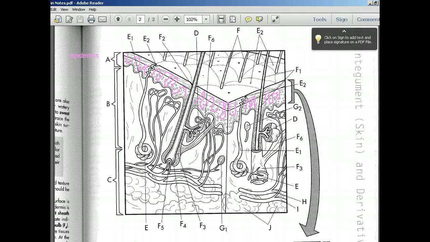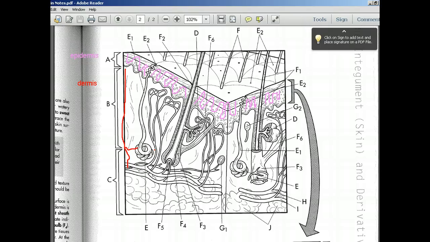Now the area immediately under the epidermis is the dermis. So I'm going to label the dermis in blue. My mistake. Let me try that again. Let's do it in red then. Okay, so the dermis is the area immediately under the epidermis, and it runs from here all the way down to this curly layer down here.